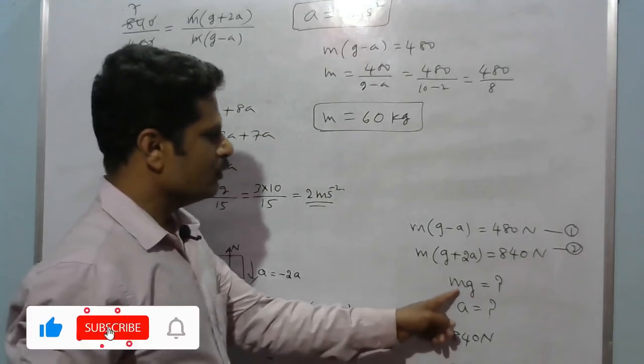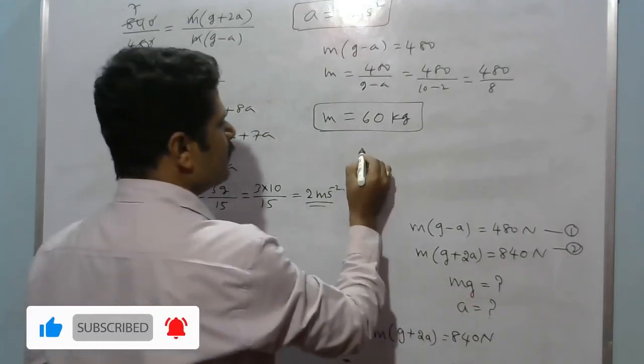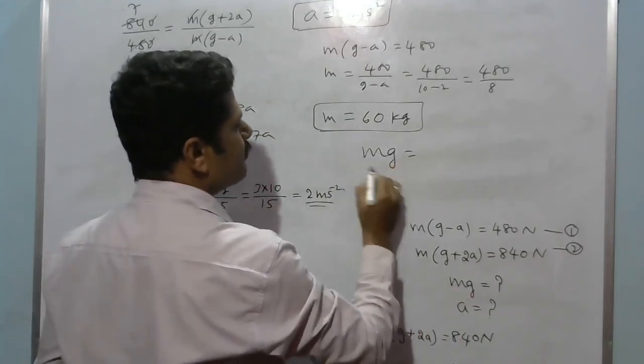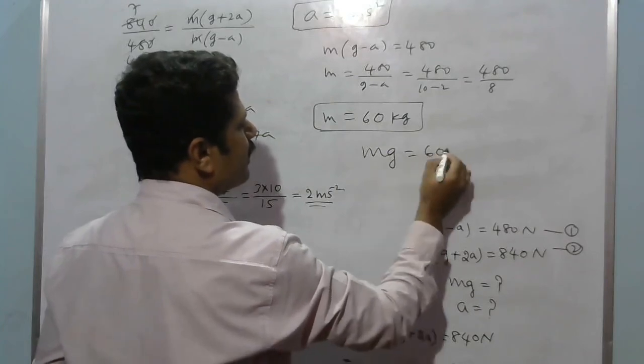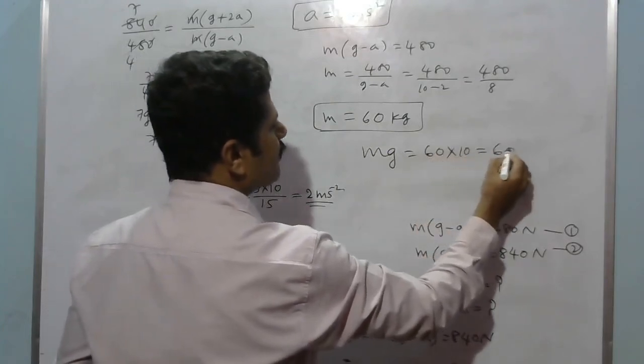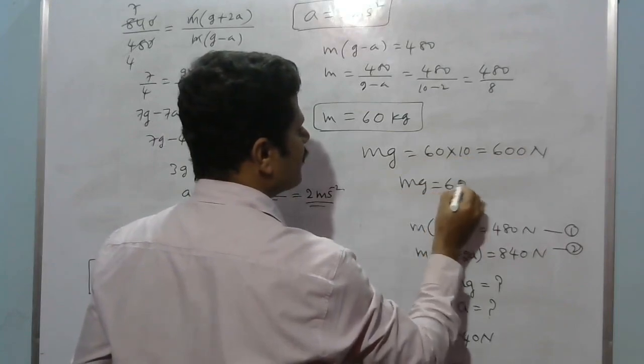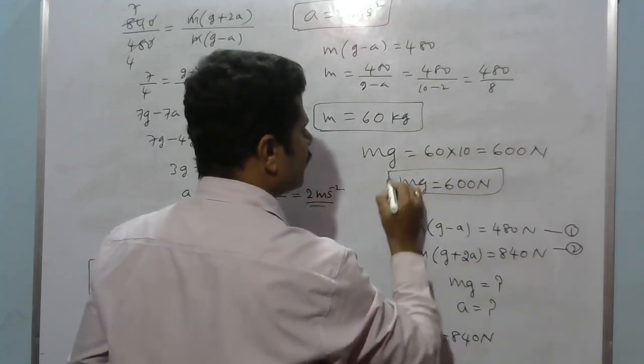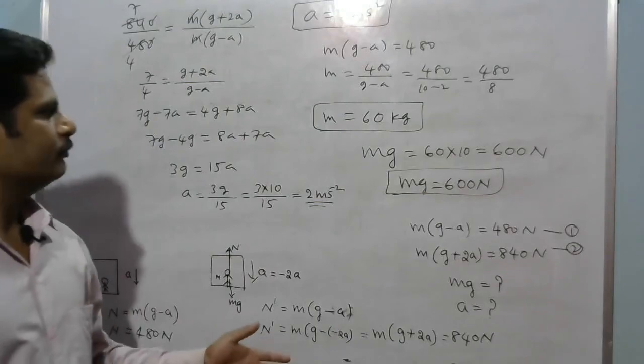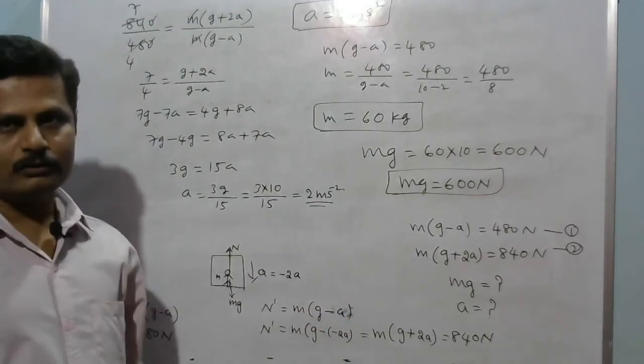Actually what we need to find out? We need to find out weight. So we know that weight is equal to mg. So mg is nothing but 60 into acceleration due to gravity 10. So 600 Newton. That is mg equals 600 Newton. So in this way we can find out the solution to the problem. Okay?